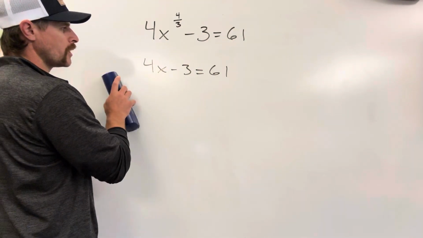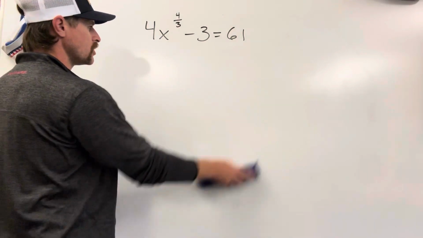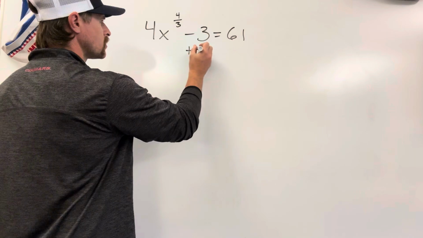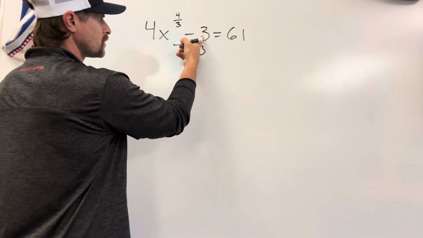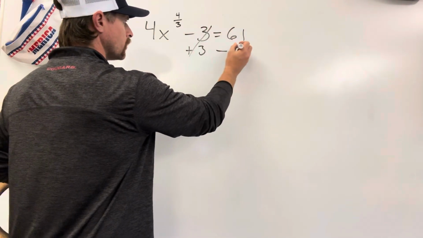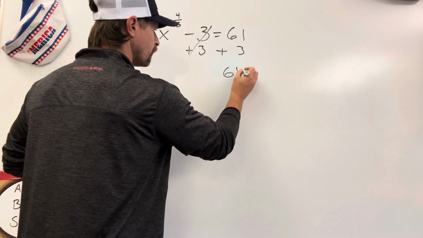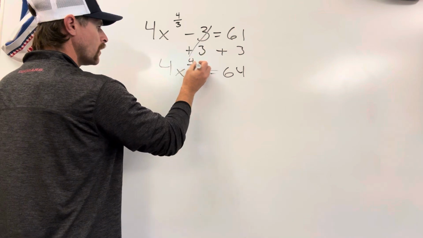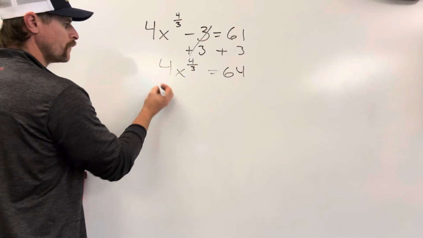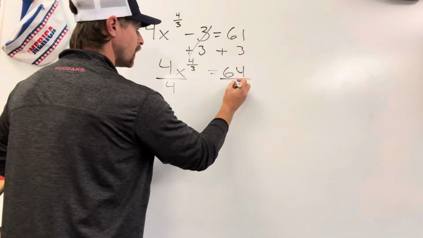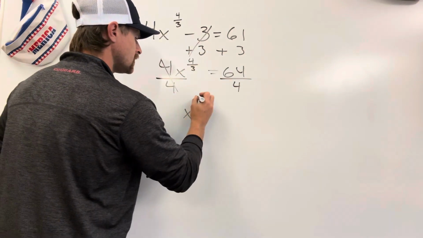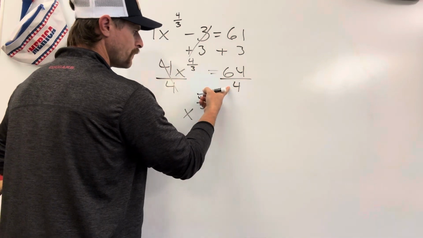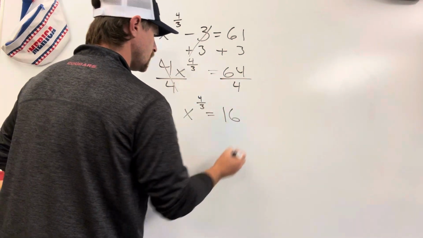So let's start with what we already know. We would know how to solve this two-step equation if it was linear, but now we got a fractional exponent up here, so we got a few extra steps involved. Okay, so we're gonna do the opposite of subtracting 3, we're gonna add 3, that'll cancel. We're gonna add 3 over here, that's gonna give me 64. I know right away I like 64 because it's gonna divide nice and neat by 4. So next step is get rid of the coefficient, divide by 4, divide by 4. X to the 4/3 power is equal to 64 divided by 4, which is gonna give me 16.